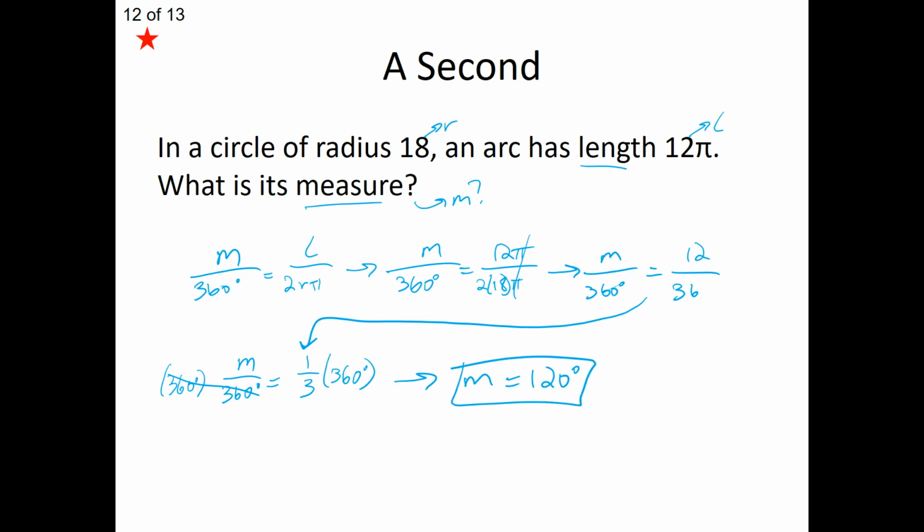Okay, so in these situations, I have to give you two of those variables. I either have to give you the radius and the arc length, like in this example, or the radius and the arc measure, like I saw in the last example.